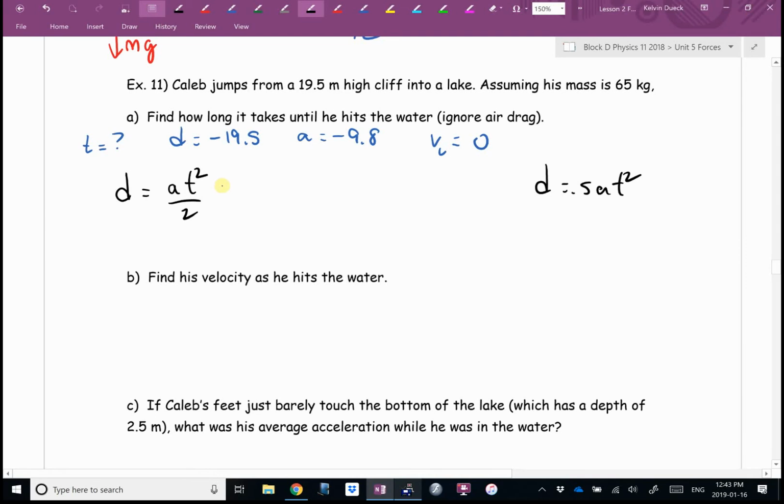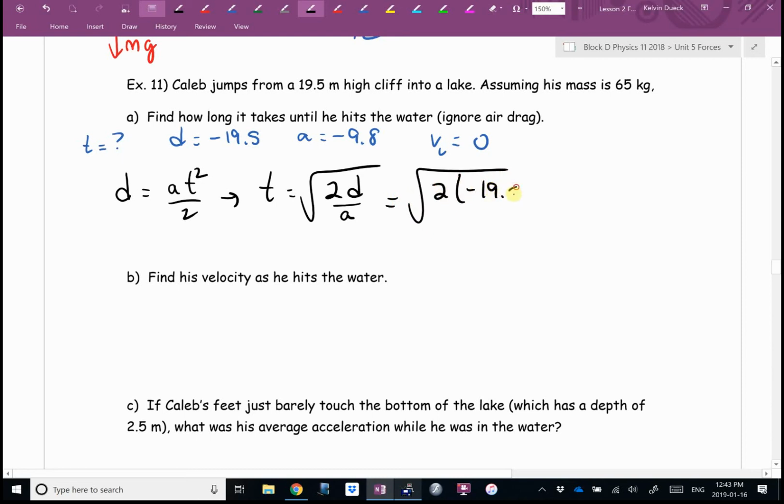So what did you say? You said it's going to be the square root of 2D over A. Yes. Or if you did it this way, it's going to be the square root of D over 0.5A, because dividing by 0.5 is the same as timesing by 2. Okay? Whichever way you wrote it, I'm fine, but I'm erasing the decimal inside of a fraction because that's blah. So it's going to be 2 times negative 19.5 divided by negative 9.8, square root of that.